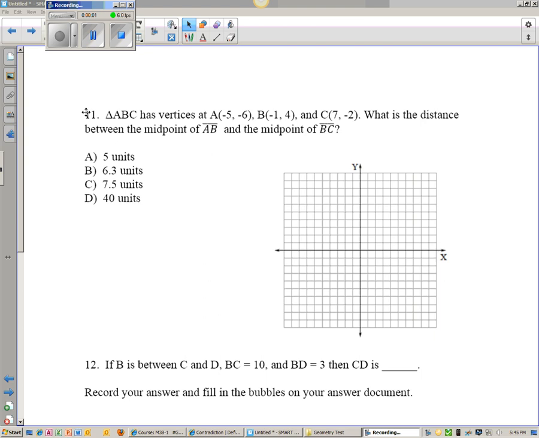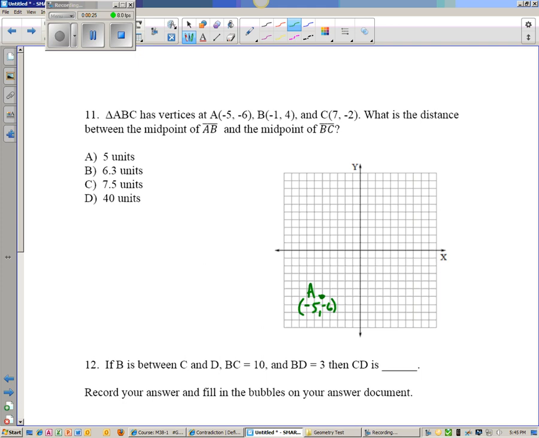Okay, problem number 11. Triangle ABC has vertices at these points. A is at -5, -6. So I want to go ahead and graph it. -5, 1, 2, 3, 4, 5, -6, 6. All right, put a dot there, label it -5, -6. That's A.